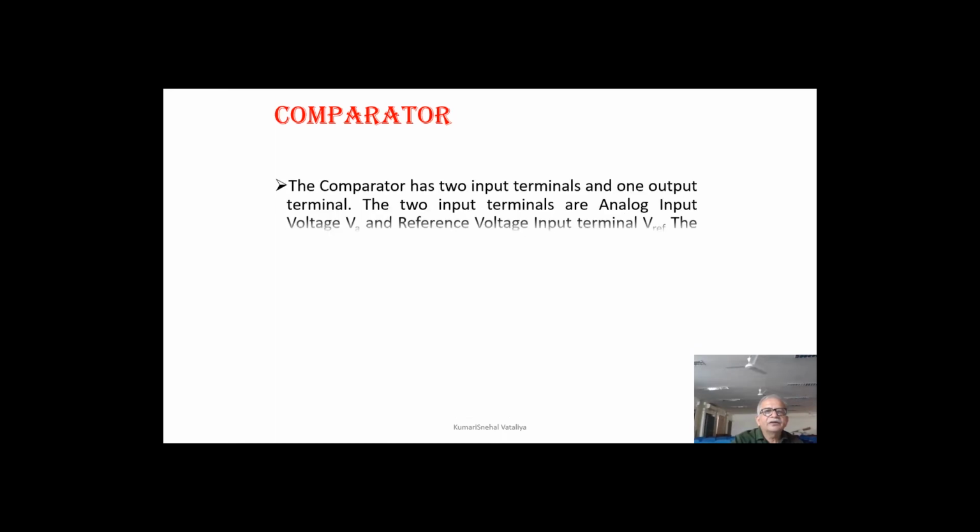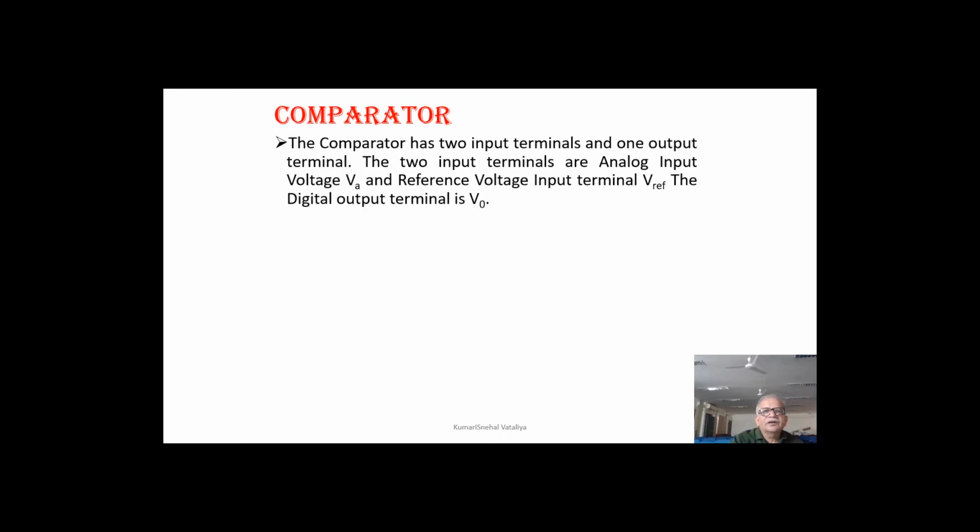Comparator is another important circuit in ADCs. The comparator has two input terminals and one output terminal. The two input terminals are analog input voltage VA and a reference voltage input terminal V reference. The digital output is V0. Comparator compares the two input voltages and produces a digital output, either 0 or 1.